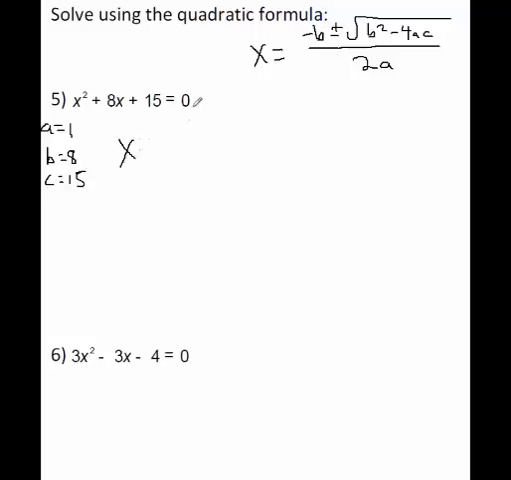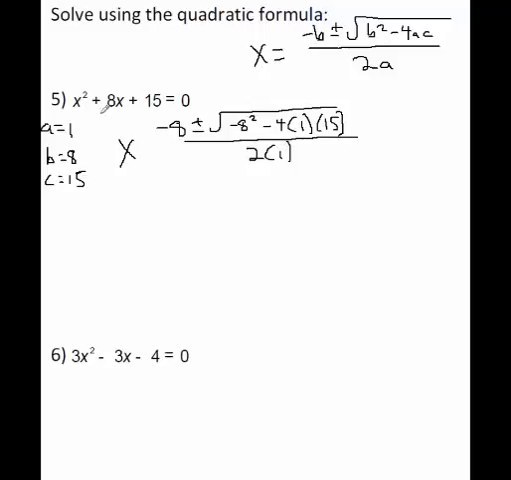So let's use the quadratic formula. Negative b, or negative 8, plus or minus the square root of b squared, which is negative 8 squared, minus 4ac, 4 times 1 times 15, all over 2 times 1, because a is 1. And let's execute this. So we've got x equals negative 8, plus or minus the square root of negative 8 squared is positive 64, minus 4 times 15, which is 60, all over 2. And 64 minus 60 we can change to 4.